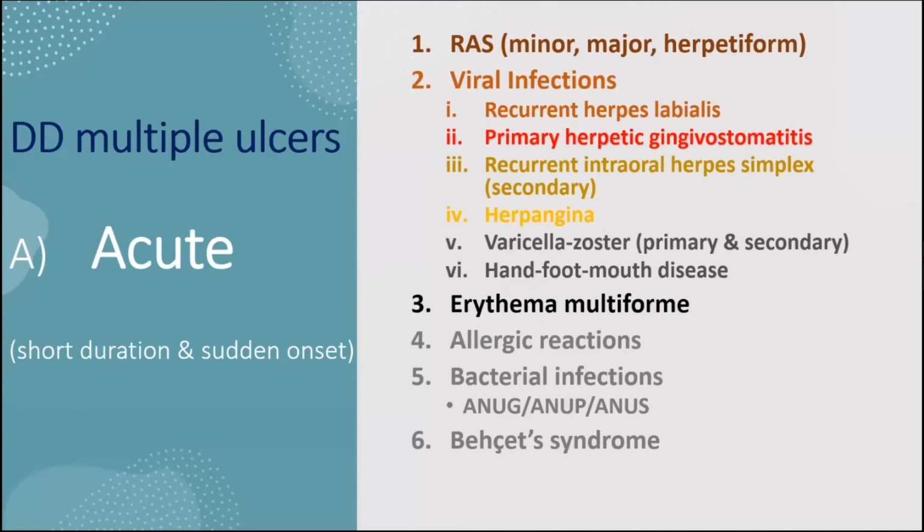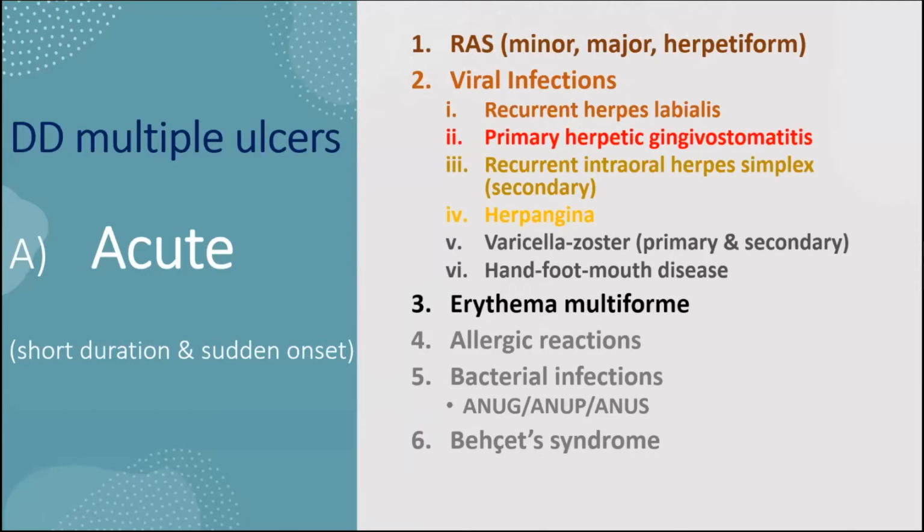Most of the viral infections that affect the oral cavity present as aphthous-like ulcers, so as multiple small ulcers, including recurrent herpes labialis, primary herpetic gingivostomatitis, recurrent intraoral herpes simplex infection, which is the same virus that causes recurrent herpes labialis. It just affects usually the palate rather than the lip. It's more rare, of course, than herpes labialis. Herpangina, that's a Coxsackie virus.